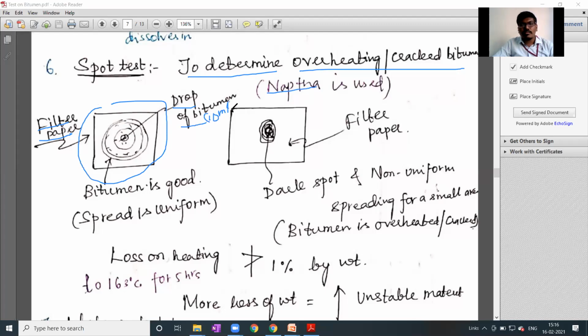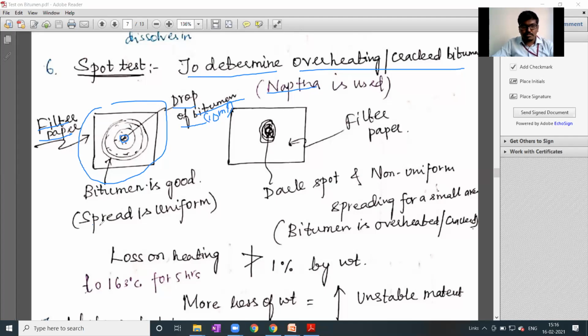You need to heat the bitumen to a pouring temperature of 75 to 90 degrees centigrade, mix naphtha with it, and pour that mixture like a spot on the filter paper. You can see a spot in this way, a drop of bitumen. Just take a small drop with the help of a pipette, and using that pipette put a drop of the bitumen on the filter.